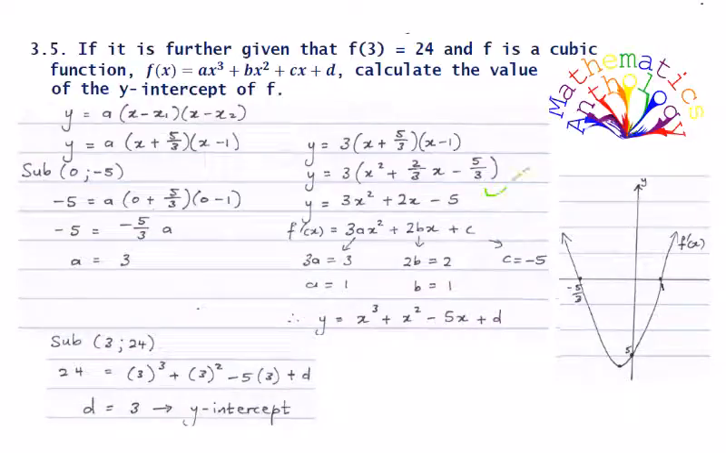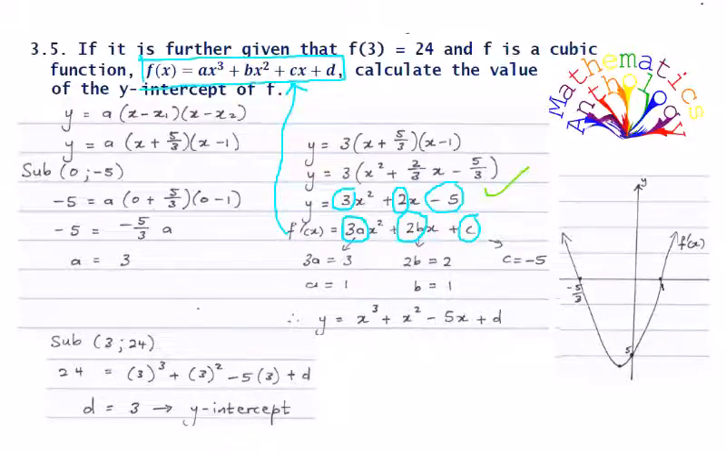3.5 If it is further given that f at 3 is equal to 24, and f is a cubic function, f of x equals ax cubed plus bx squared plus cx plus d, calculate the value of the y-intercept of f. So again, they want us to work out now the y-intercept of f, which is the original graph. But they didn't give us any information about the original graph. They gave us quite a bit of information about the derivative graph.